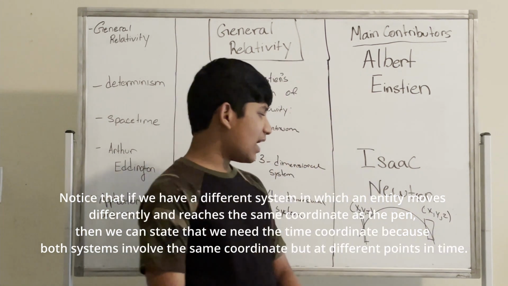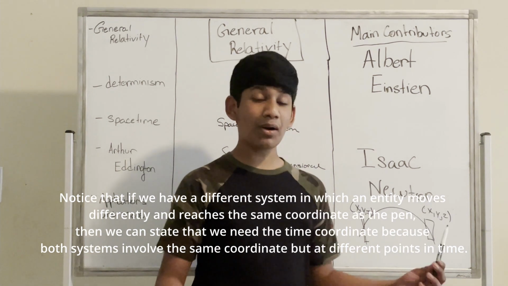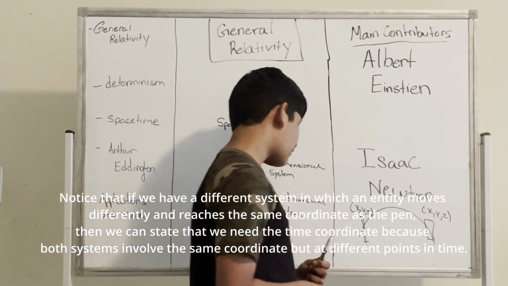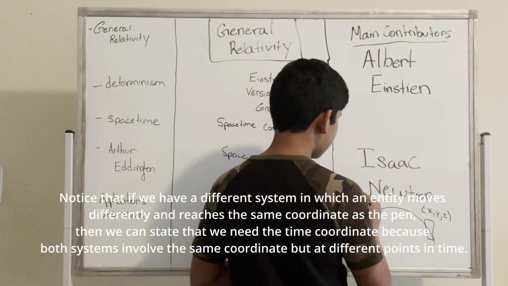X, y, z. Then we essentially just have two of the same coordinates. So which one are you referring to? Well, the thing is, we're referring particularly to this one over here. So we have to add a time component.